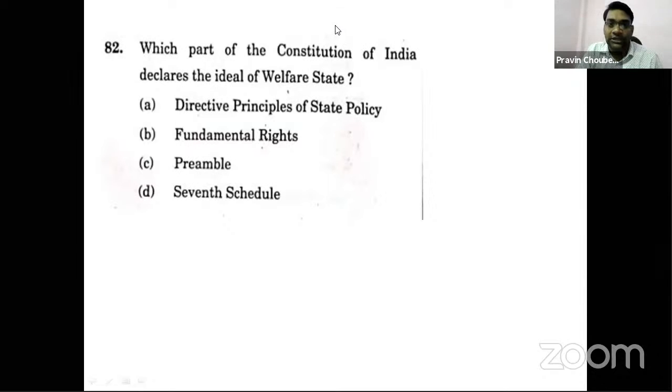Okay, welfare state कौन सा part कहता है? Like directive principle of state policy. First statement, directive principle of state policy. Second one is fundamental right. Third one is called preamble. And again 7th schedule. See, again 7th schedule is here. So what will you do for the next prelims?